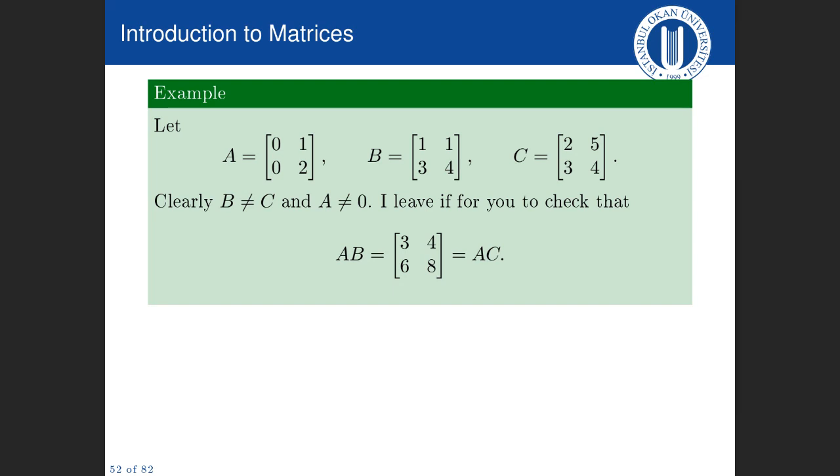For example, let A be the 2 by 2 matrix 0, 1, 0, 2, B is a 2 by 2 matrix 1, 1, 3, 4, and C is a 2 by 2 matrix 2, 5, 3, 4. Now, clearly here, B is not the same as C, and A is not the 0 matrix. But I'm going to leave it to you to check that AB is 3, 4, 6, 8, and AC is also 3, 4, 6, 8.